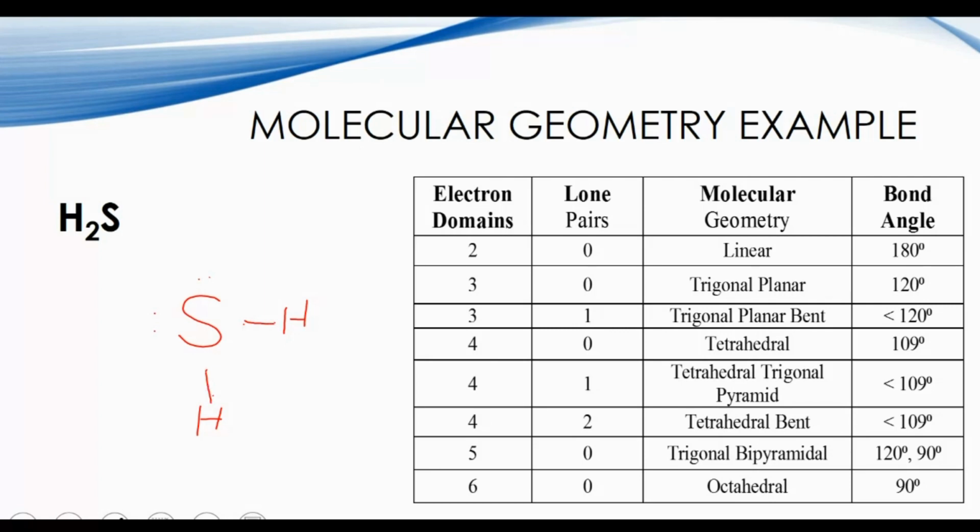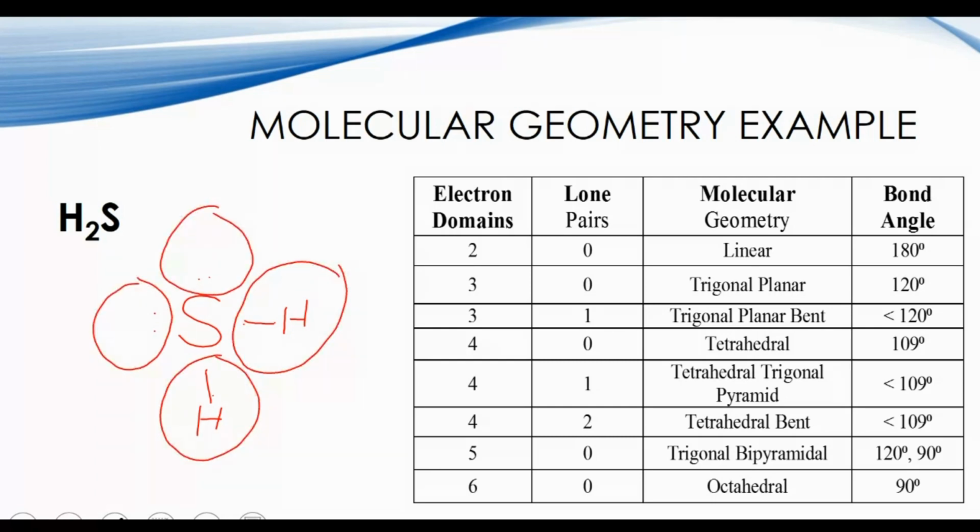So right here we have a total of, let's count our domains. 1 domain, 2 domains, 3 domains, 4 domains. So we have 4 domains total. So we're going to be looking at one of these right here. And out of those 4 domains, 2 of them are bonded and 2 of them are unbonded. Right here, we're going to look at our chart, 4 domains with 2 lone pairs of electrons, and that would be tetrahedral bent with our degree angle about 109.